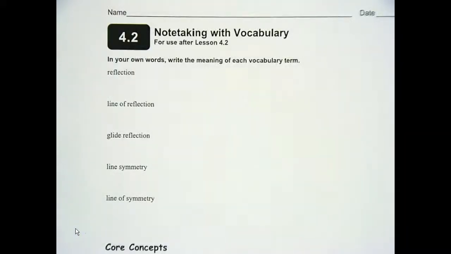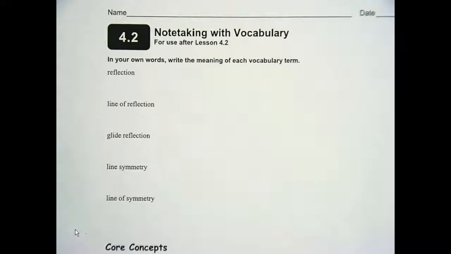Today is 4.2. We're going to be talking about reflections. Another name for reflection is a flip. Okay? So, what I want you to do is look at those different terms. I want you to sketch out, or talk about, what you think each of those mean, based on what we've talked about or what you've seen in the past. Give you a minute or two there, talk with your groupies about it. Okay, time's up. What is a reflection?